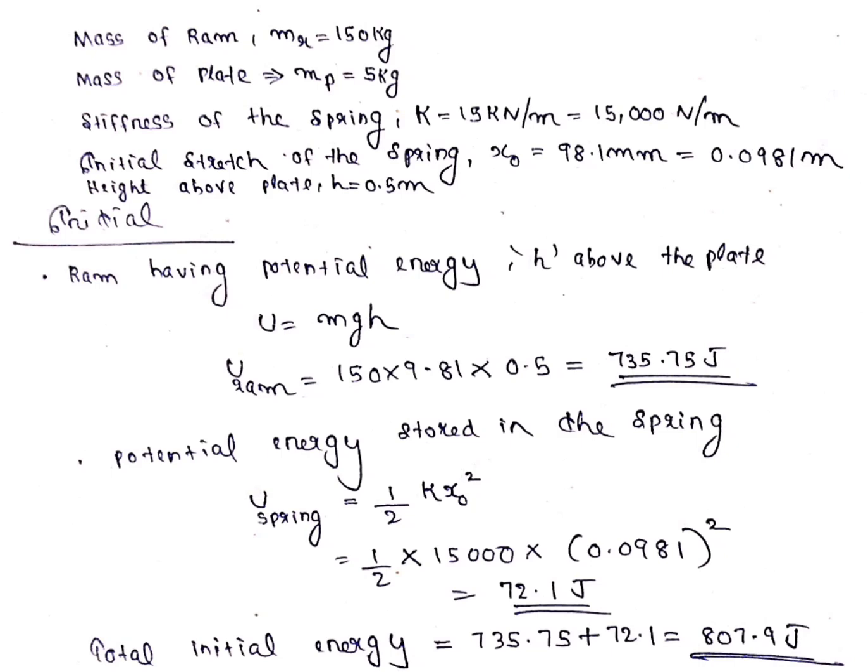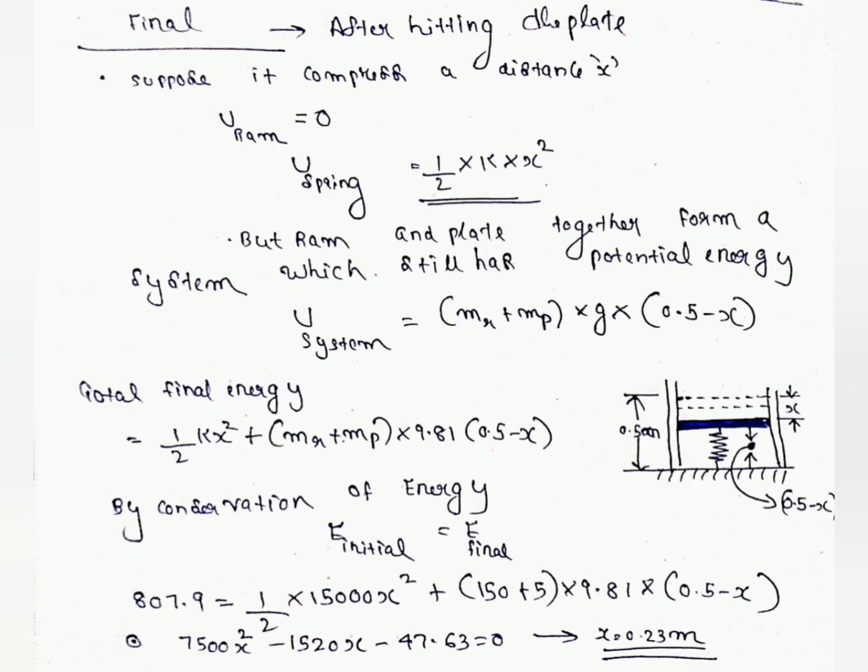So simply add both energies, and you get the total initial energy. I got the value as 807.9 joule. Now let's look at the final condition, after the ram hits the plate. So the final condition after hitting the plate.